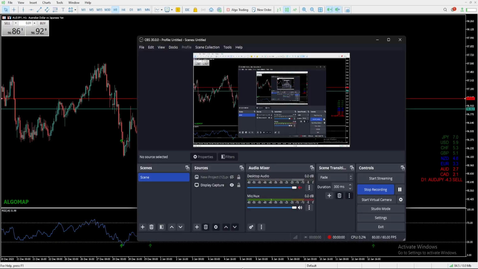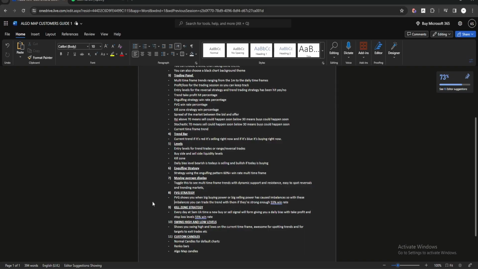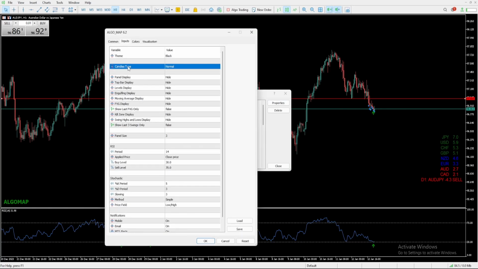Yeah, boy. Okay then, so for number 11, it's going to be custom candles. The custom candle feature basically gives you three options. You can have the default green and red candles, you can have Renko bars, or you can have Algo Map trend candles. So I'll show you on the chart what I mean. We're going to right click, go to Algo Map, go to the settings, and we're going to see here candle type. We're then going to see normal. Normal is the basic red and green, like I said. The next one is going to be Renko.